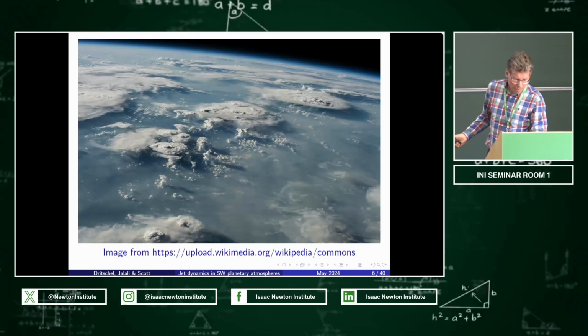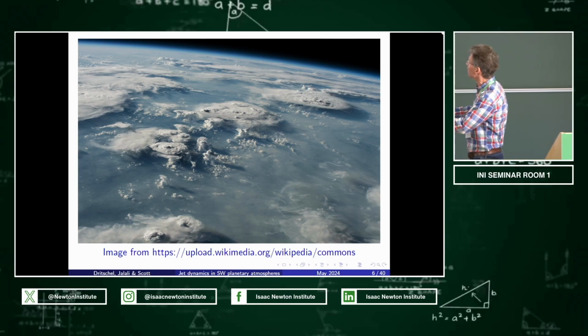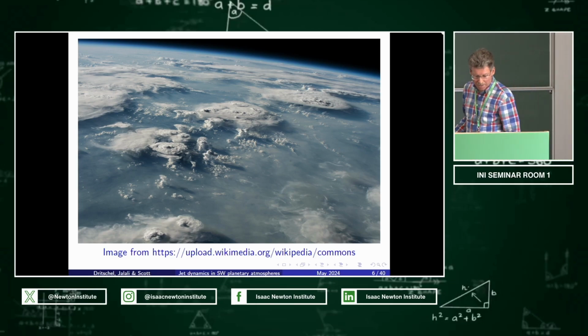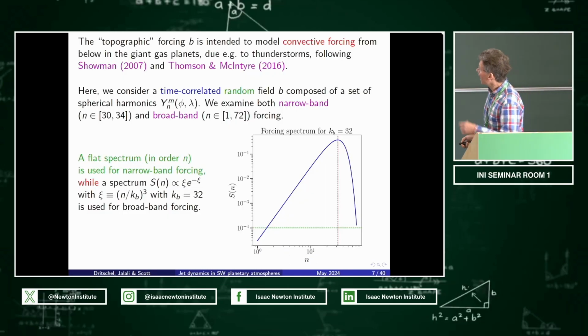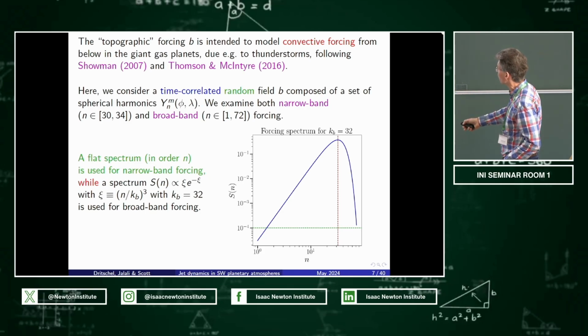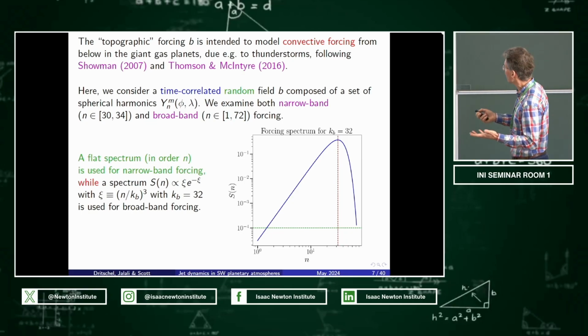Regarding the topography, we're thinking about the topographic forcing as being some kind of forcing by convective storms everywhere that are forcing the layer that we're seeing. And we're going to take it to be having a spectrum, either a narrowband spectrum or a broadband spectrum. So here's an example of the forcing spectrum for a particular peak wave number, KB. So I'm thinking about a spherical planet of radius 1. We can do that here.